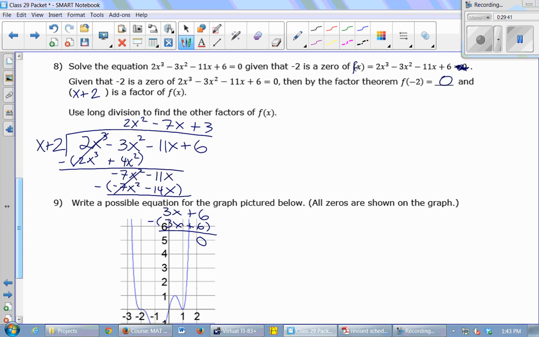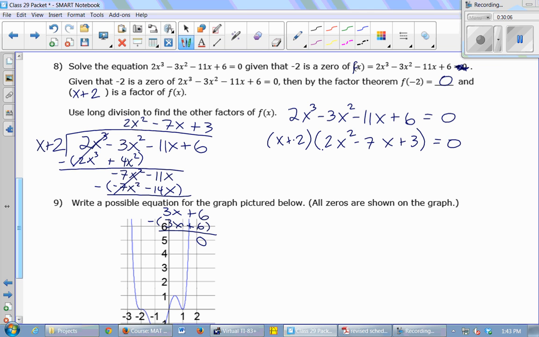No remainder. So that means I can write 2x cubed minus 3x squared minus 11x plus 6. I'm trying to solve that thing equals 0. Because I was given a 0 of negative 2, I knew that one of my factors was x plus 2. And now I know the other factor is 2x squared minus 7x plus 3.